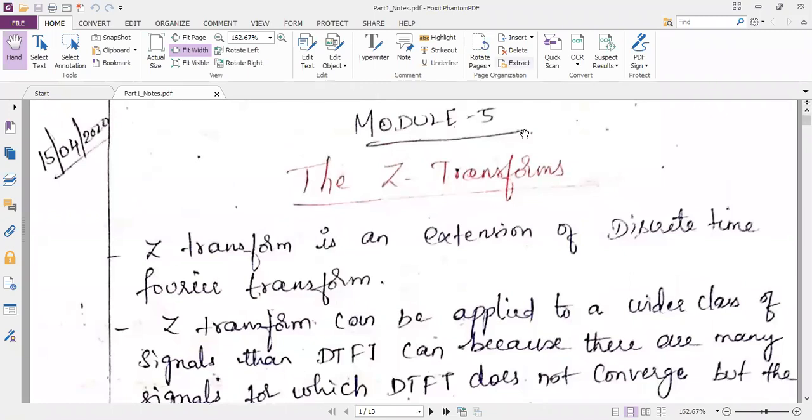So today we are starting Module 5. Module 5 is completely about transforms. You need not write anything now. This is just the introduction to transforms. After the introduction, you can start solving the problems.